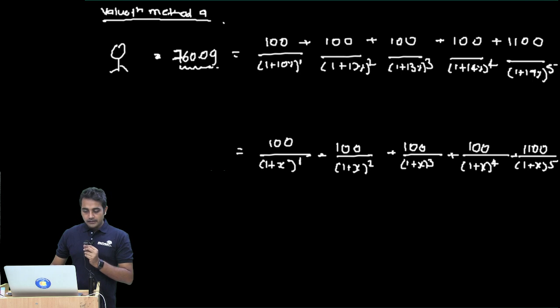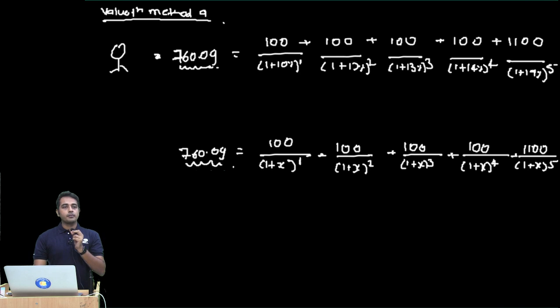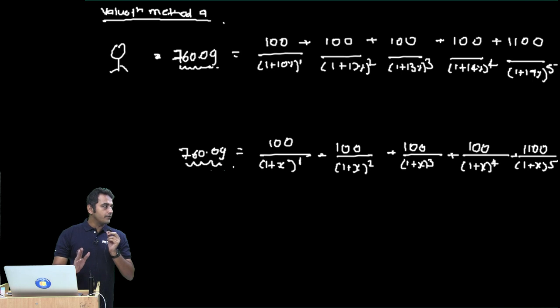One single rate that will do the job, that will also make the value of the bond equal to 760.09. I'm repeating again. Instead of using 5 different rates, we are going to use one single rate that will equate the equations. So this one single rate is going to be some sort of a mathematical approximation of those series of spot rates.